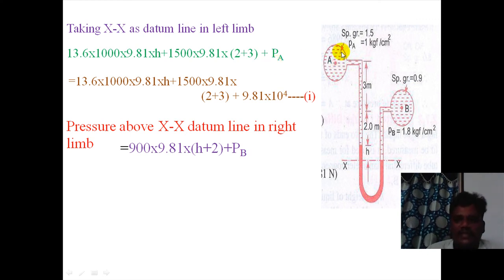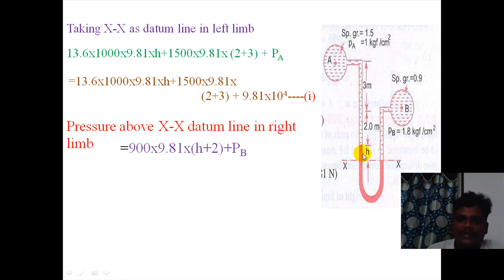Why? Because the pressure is given, as well as rho 1, the density, and g is constant. H1, that is the height, is 3 meter plus 2 meter from the datum line, it is also 2 meter, 3 meter plus 2 meter. Now its specific gravity is 1.5, which means density becomes 1500. So 1500 into 9.81 into 2 plus 3, above the datum line it is 2 plus 3. From this level to this level, for liquid one it is 2 plus 3, 5, plus PA, as well as mercury.